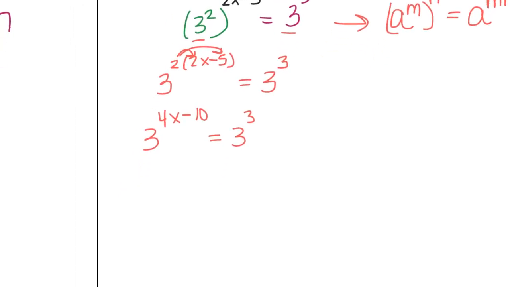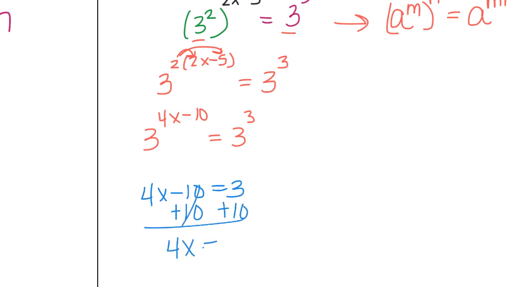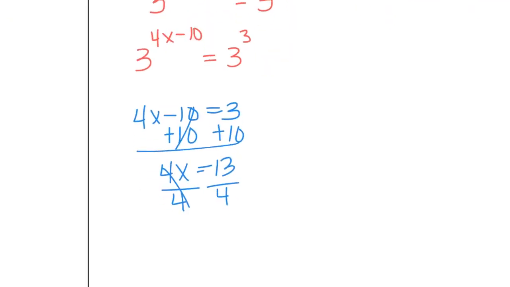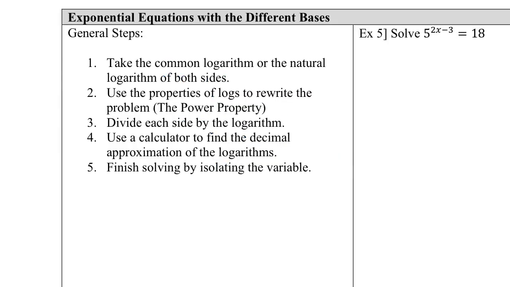Now that your exponents are cleaned up and the bases are the same, we can drop our bases and set our exponents equal to each other. Solve for x. Add 10 to both sides. 4x equals 13. Divide by 4. And x is equal to 13 over 4. Fractions are okay. So that was solving exponential equations with the same bases.